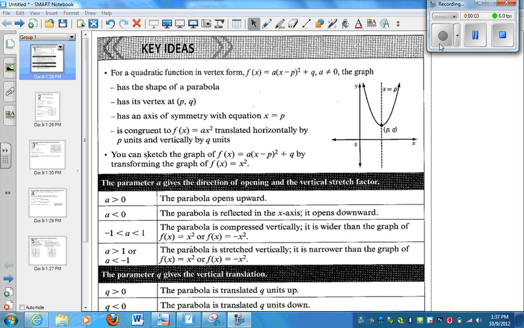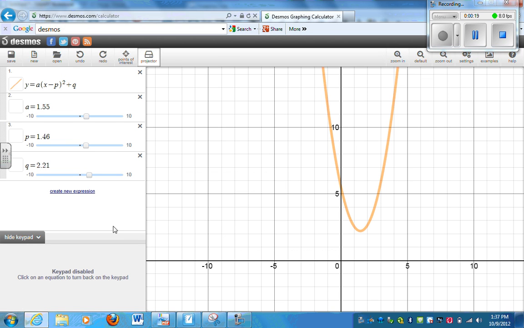Chapter 3 is quadratic functions, and for a quadratic function, there's something called vertex form. That's when you go a times x minus p squared plus q, and a is not equal to 0. The graph looks like this, and my very favorite place to graph is Desmos.com Calculator.